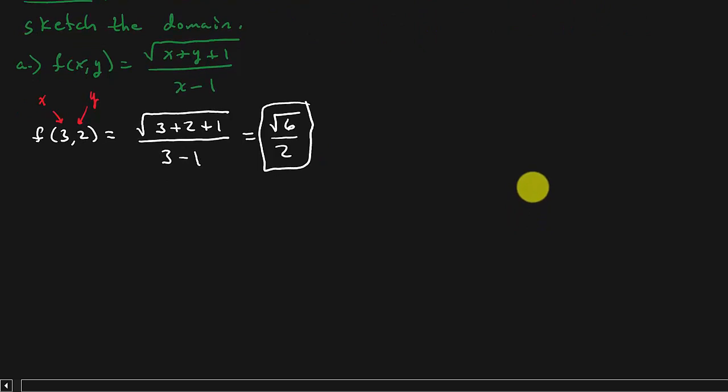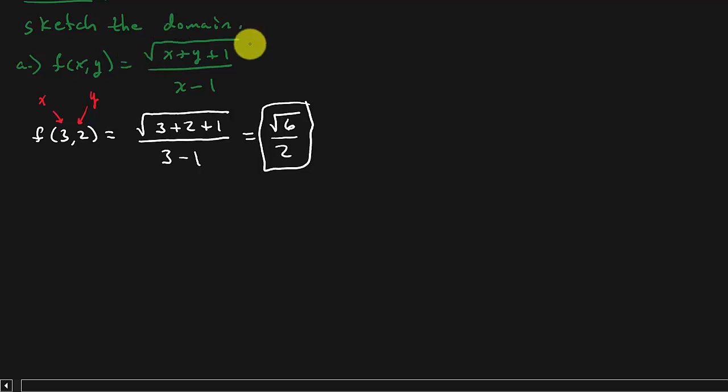Now let's sketch the domain. But before we sketch it, let's find it. Let's find the domain, and then we'll sketch it. What do we know about this function? There's a couple of things. Well, we have a square root.